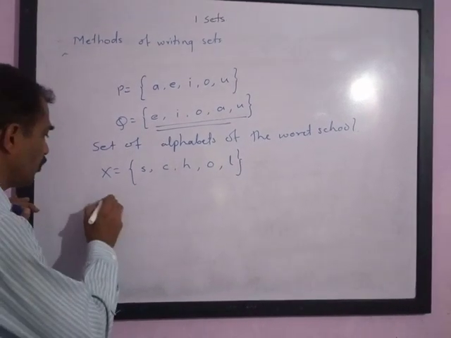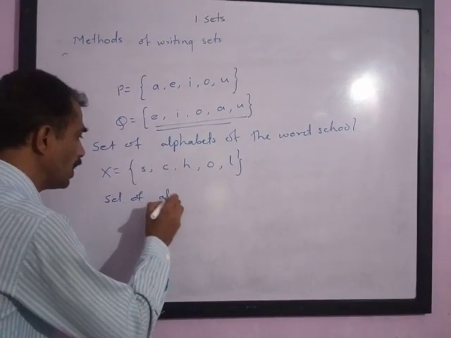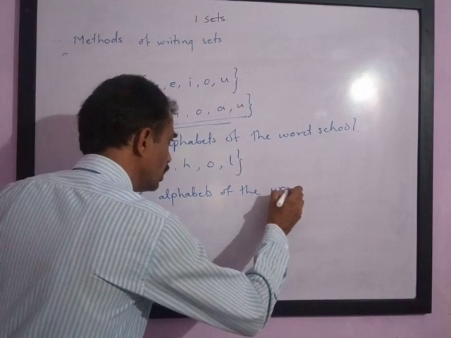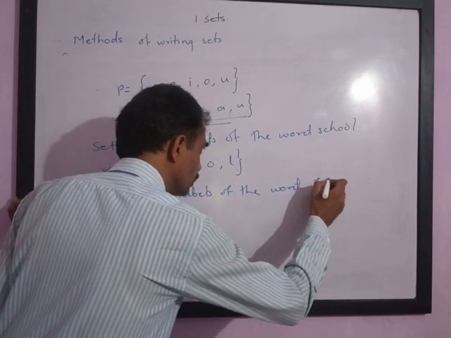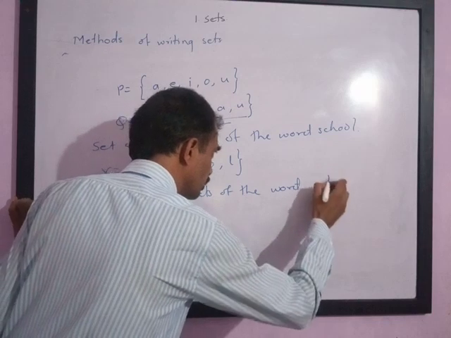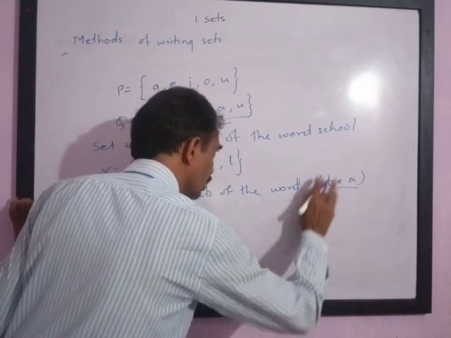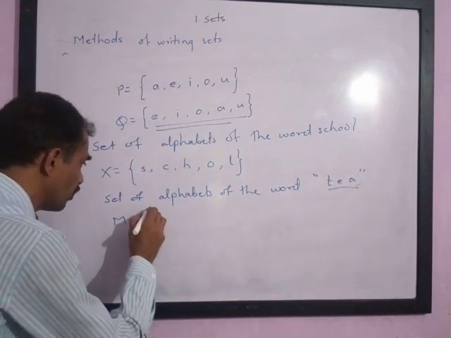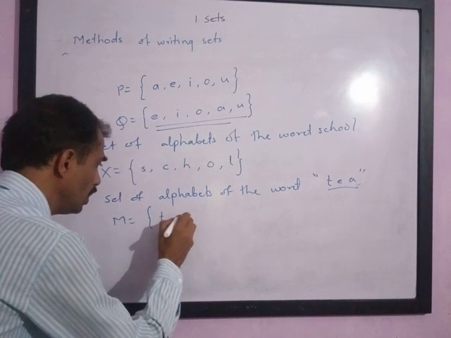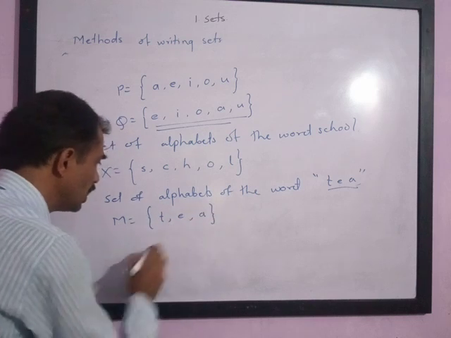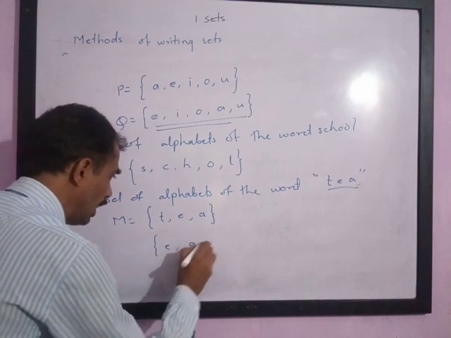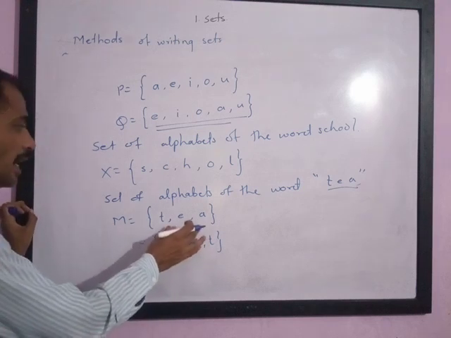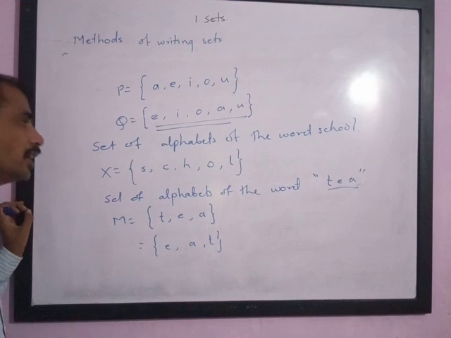Next example, the set of letters of the word tea. So M is equal to the set of t, e, a. Please note, this can also be written as e, a, t. Here sequence doesn't matter. So you can understand, sequence doesn't matter, both the sets are equal sets.